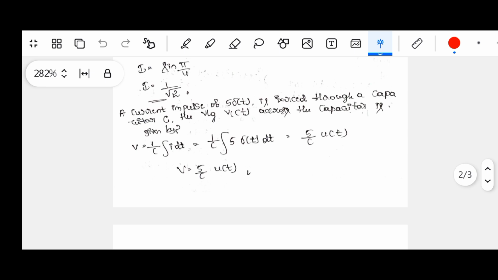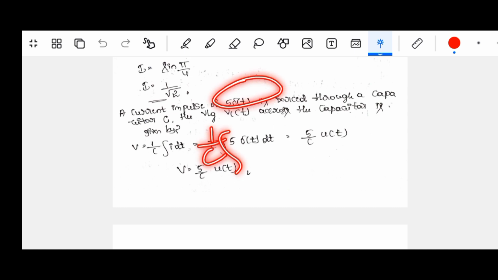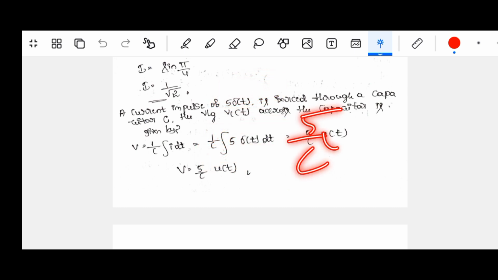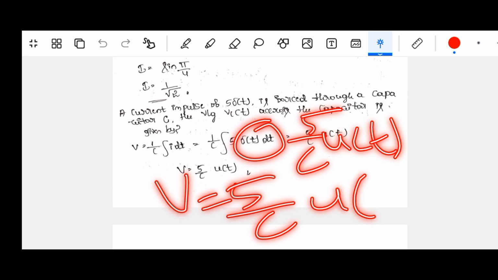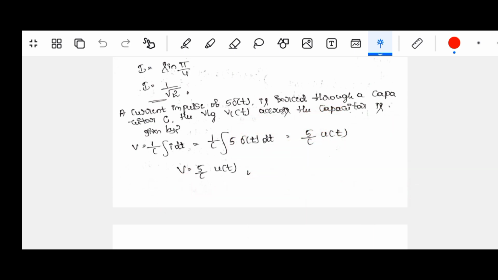Next question. A current impulse of 5 into delta t is forced through a capacitor C. The voltage Vc of t across the capacitor is given by, we have to find out. We know the formula V is equal to 1 by C into the integration of current I into dt. So keep 1 by C outside. The current will be 5 into delta t. So take 5 outside. So 5 by C into the integration of delta t into dt, which will be u of t. So the answer will be V is equal to 5 by C into u of t. This is the answer for the voltage.